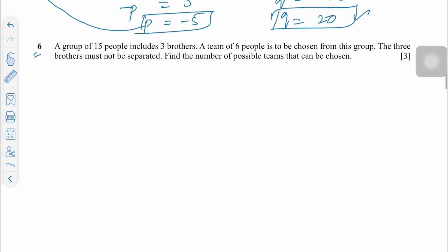Now we have question 6. A group of 15 people includes 3 brothers. A team of 6 people is to be chosen from this group. The 3 brothers must not be separated. Find the number of possible teams that can be chosen, right?